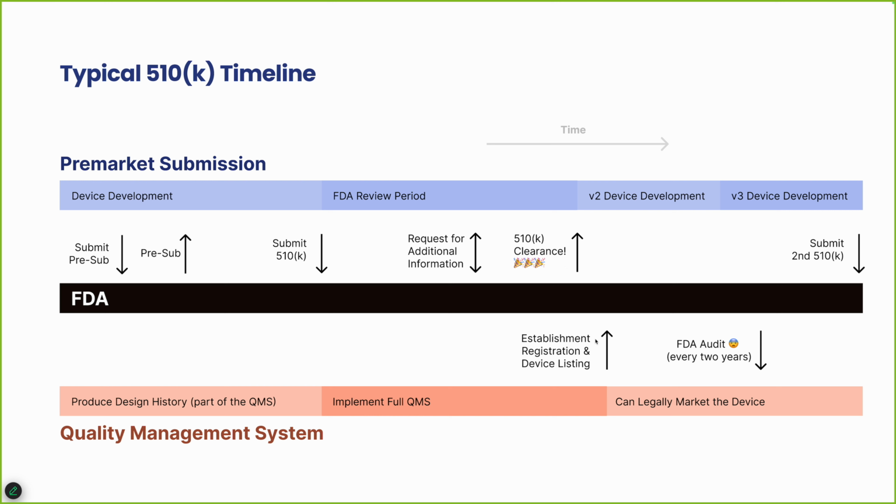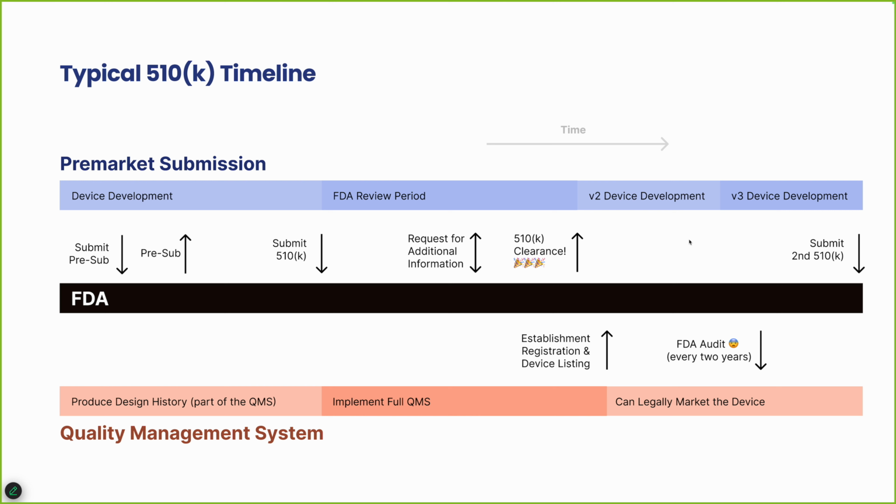You also need to then have a full quality management system set up, and you need to register and list your device. And then at that point, you can legally start selling your device. And also FDA may audit you, usually up to twice, or every 2 years, but sometimes it's not that frequent.